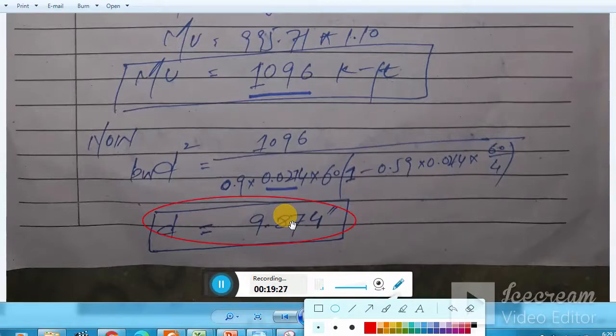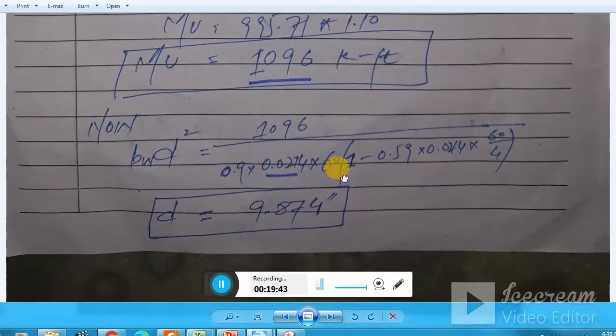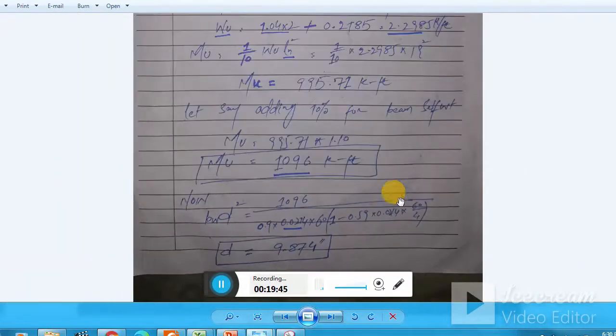If we decrease the provided depth of the beam from this 9.874, this will show that your area of steel would be more than the maximum steel limit. It will cross that limit, clear. So that's why this is the minimum, or you can say the lower boundary.